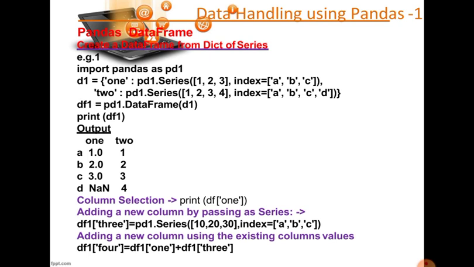print df1[1]. Adding a new column by passing a series: df1[3] is equal to pd1.Series([10, 20, 30], index is equal to ['a', 'b', 'c']). Adding a new column using the existing columns' values: df1['4'] is equal to df1[1] plus df1[3].